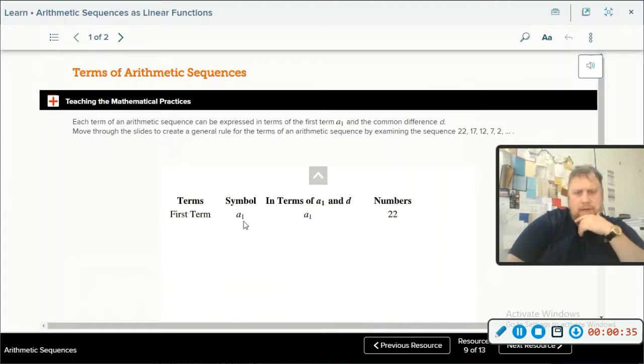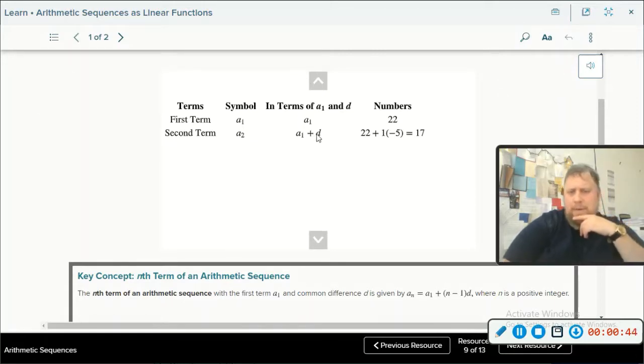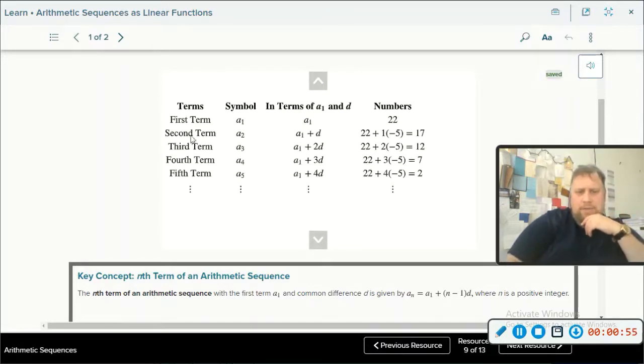So we're going to talk about the very first term of the sequence. It's the number 22. Okay? The second term, we take the first term, and we're going to add the common difference. What's the common difference? It's minus 5. We're going to add one of those. So the second term of the sequence gets me to 17, by the way.